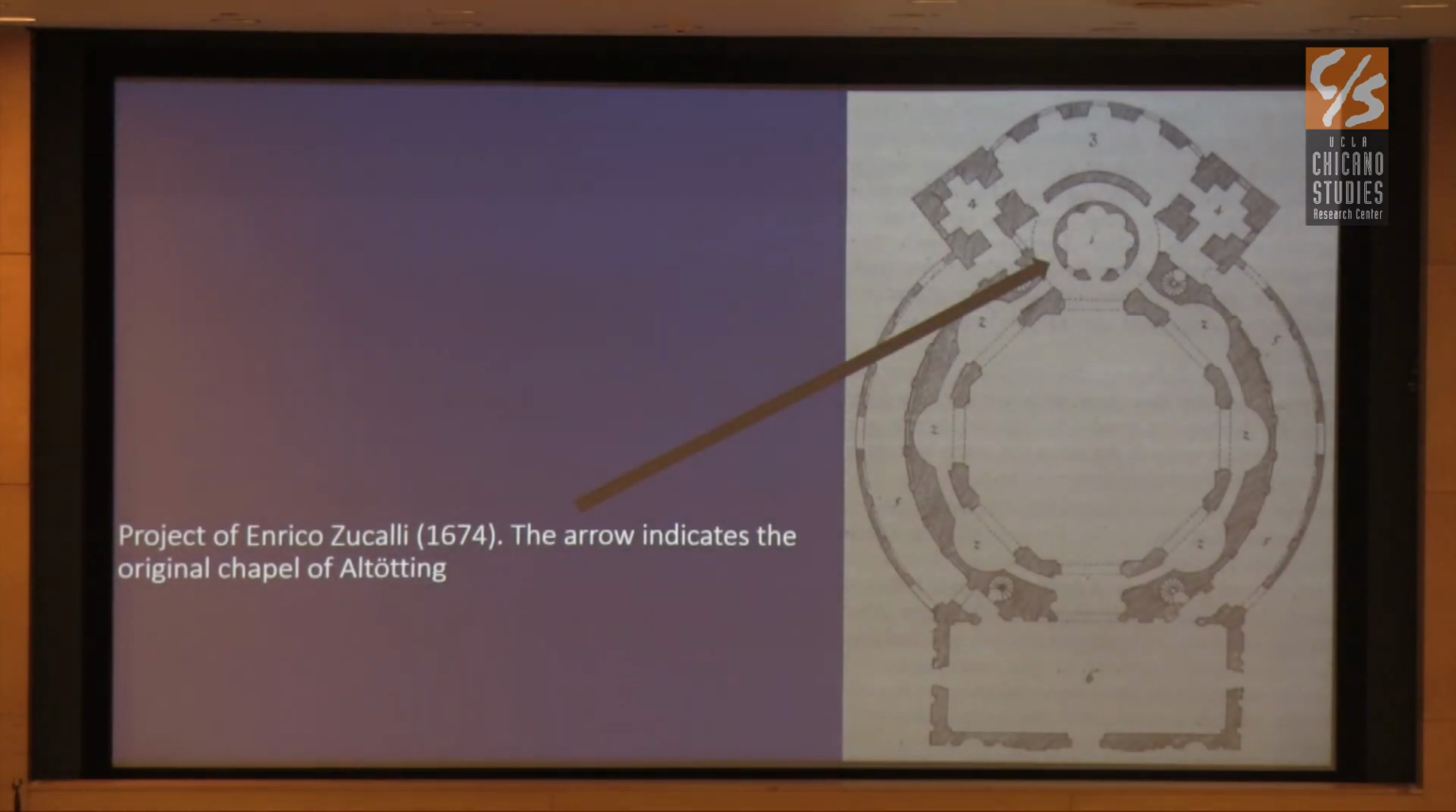In 1674, Elector Ferdinand Maria hired Italian architect Enrico Succalli to enclose this octagon in a massive Baroque complex surrounded by a square inspired by St. Peter's in Rome. However, the project was never realized.